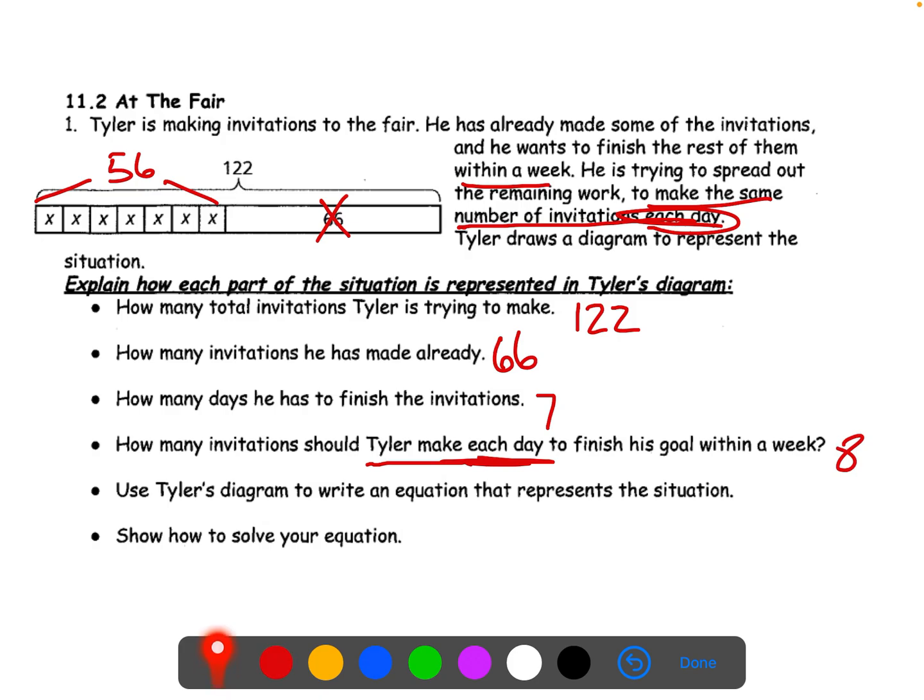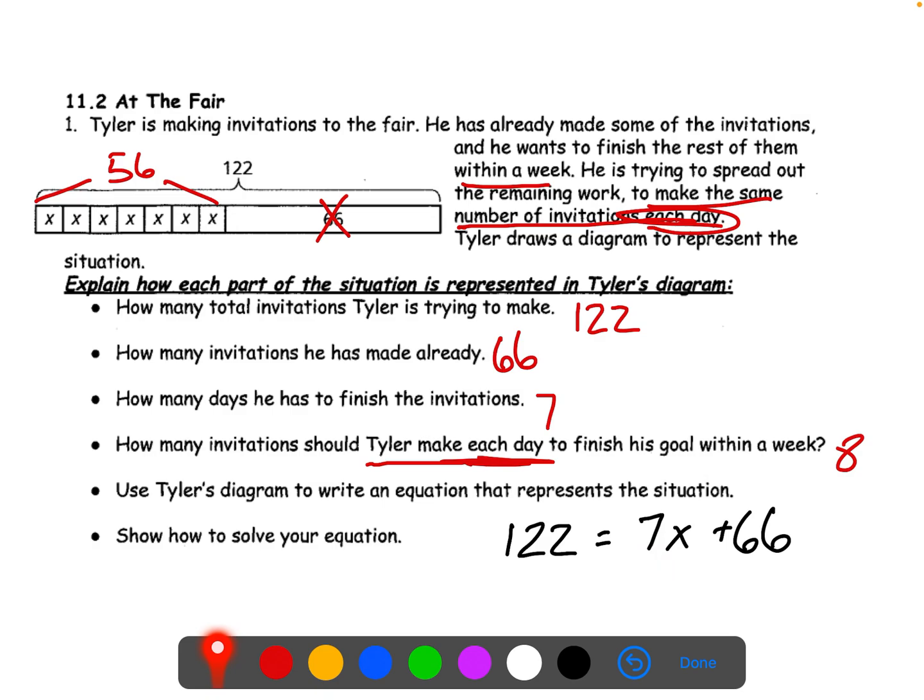Now we're going to create an equation to represent the situation. So we know that one side of our equation is going to be that total number of invitations. Then he's already created 66 invitations, and he's got 7 days of the same amount of invitations to make. So 7x plus 66 represents what he's already made and the amount he has to spread out over the week.